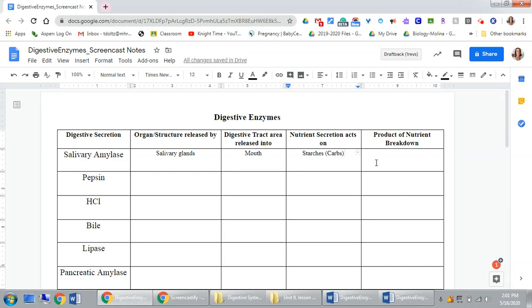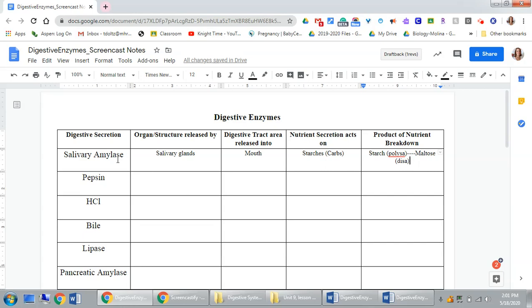The product of the nutrient breakdown: once you eat a carb and chew it up in your mouth, the salivary amylase in your saliva is going to break that down. We have starch, which is a polysaccharide, big stuff, big carb. We are going to break it down into maltose, which in this case is a disaccharide, like a double sugar. So we go from big sugar to a double sugar, but that's not fully digested. We've got to turn it into a monosaccharide to be used.